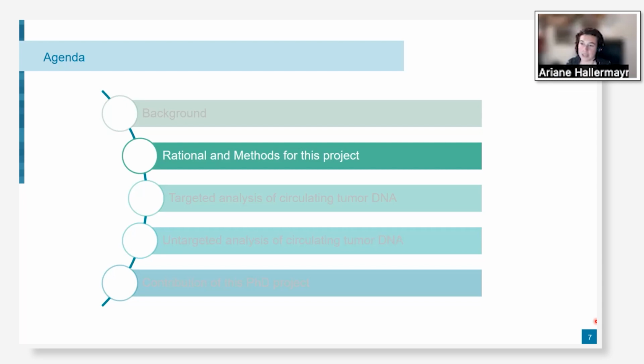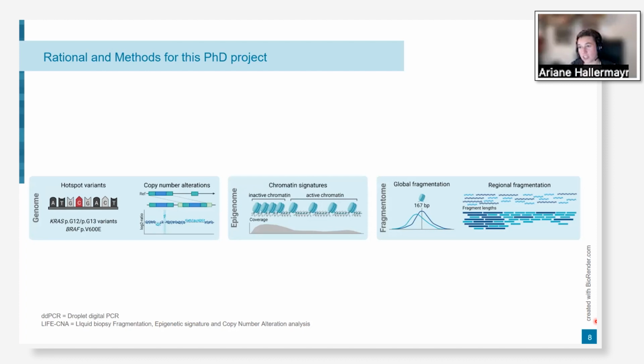Now, what did I actually do within my PhD project, or what was the plan? As I just mentioned, there are distinct cancer-specific alterations that can be targeted to identify circulating tumor DNA. And within my project, I developed two methods. One would be droplet digital PCR. And here I validated two assays that are associated with colorectal cancer.